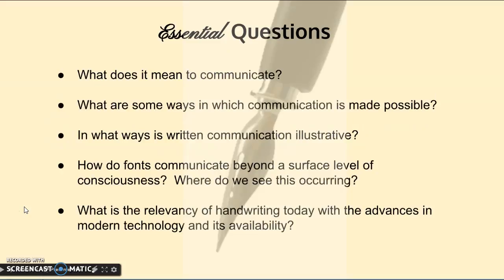Essential questions. What does it mean to communicate? What are some ways in which communication is made possible? In what ways is written communication illustrative? How do fonts communicate beyond a surface level of consciousness? Where do we see this occurring? And what is the relevancy of handwriting today with the advances in modern technology and its availability?